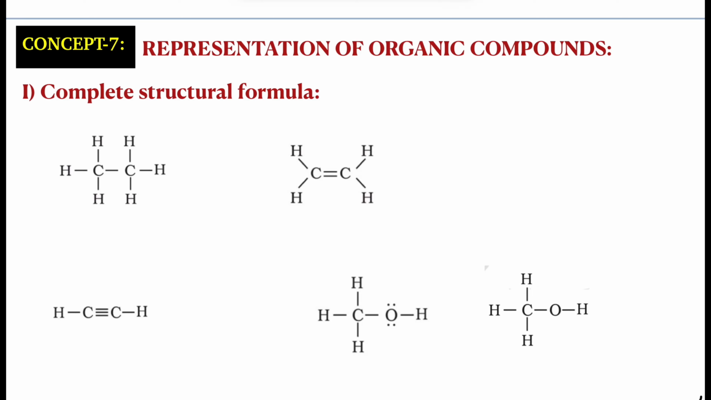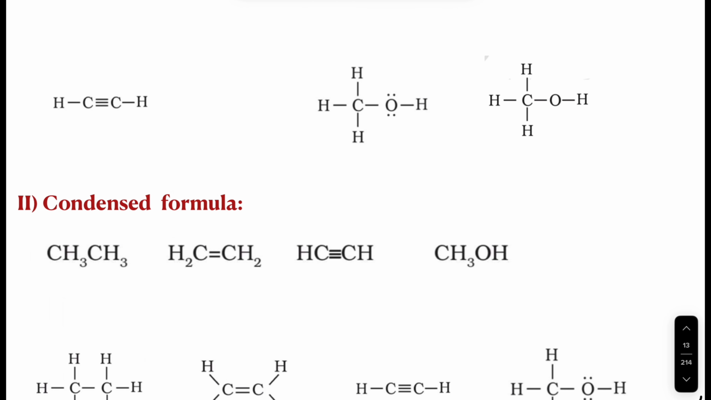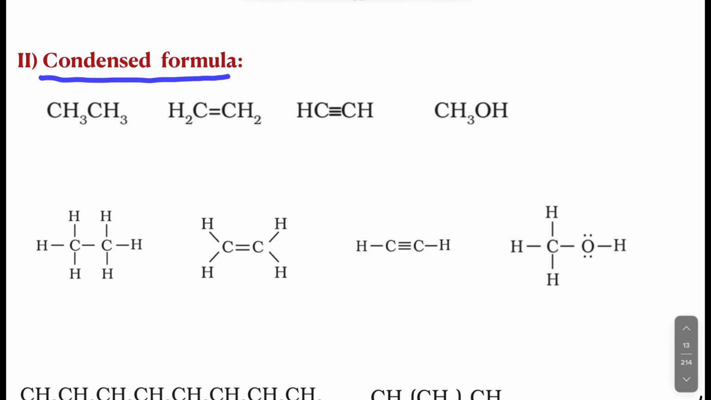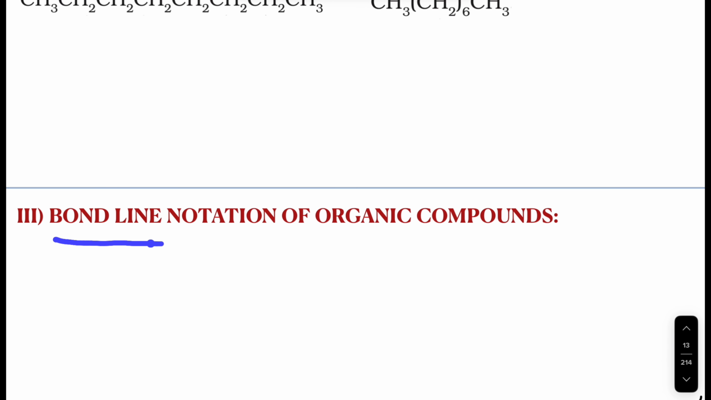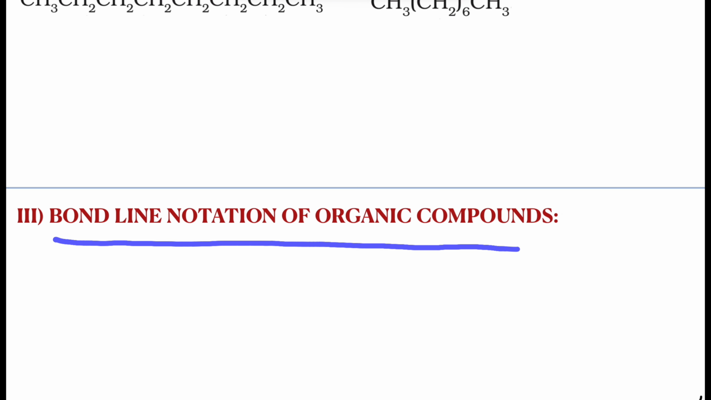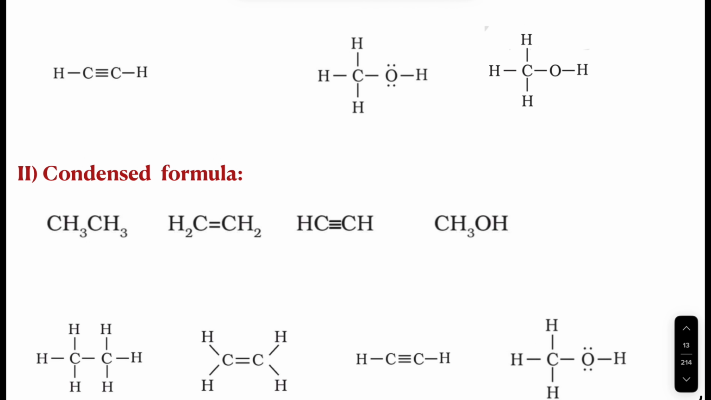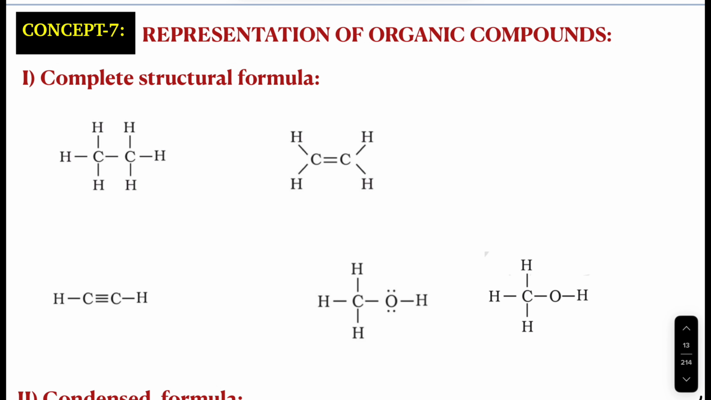So in this video, we are going to discuss representation of organic compounds. There are three different methods to represent the given organic compound. In that, the first one is complete structural formula. Second one is condensed formula. And the third one is bond line representation, bond line notation of an organic compound. In this, the first one is complete structural formula.